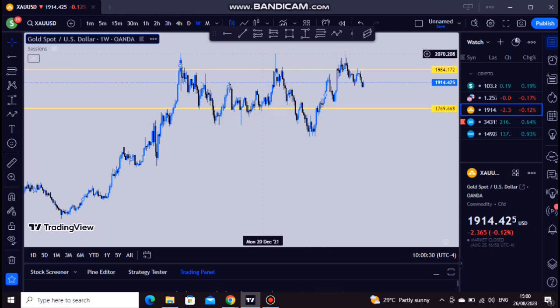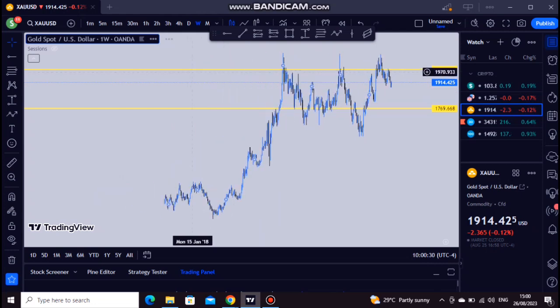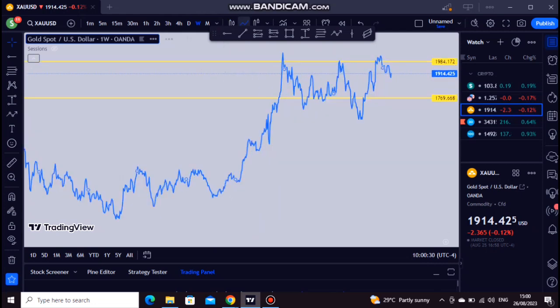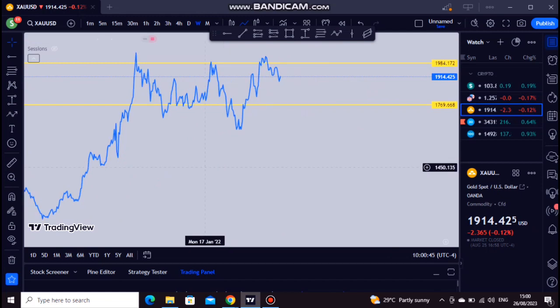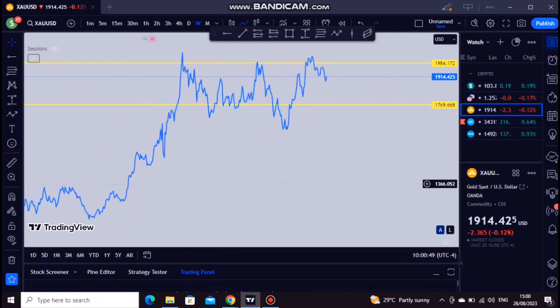So let's scroll. Let's go to the line chart. I like using the line chart because it really helps me to see the current market trend. Gold doesn't really have much history, although it has been long, but since we trade forex using history, it doesn't have that much.